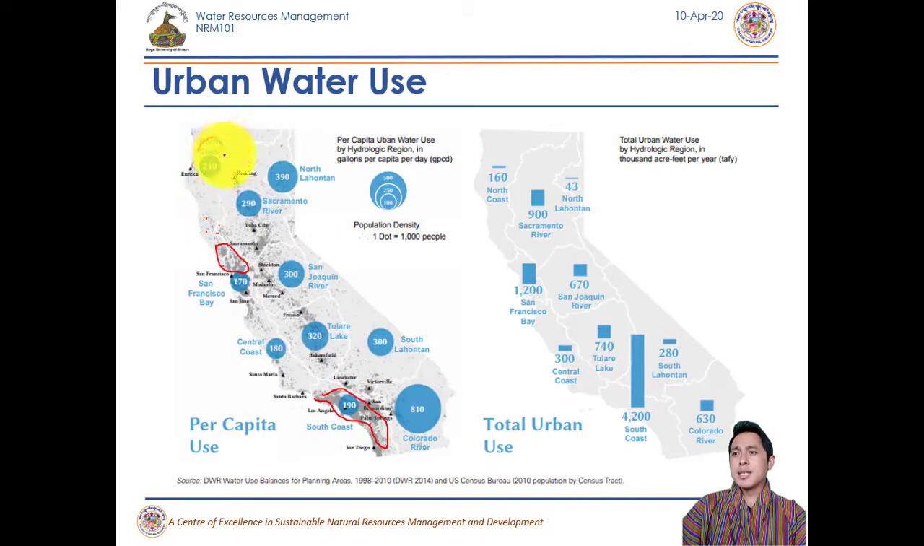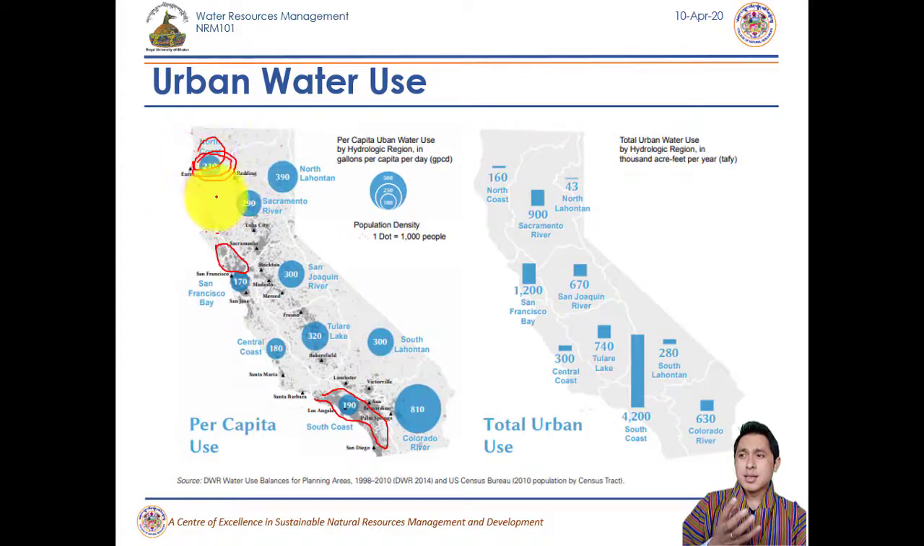And these black areas are basically hydrologic regions, so basically they have a good water source. And these are basically the per capita average consumption of the people. So we see that in the north coast, the population density is less.